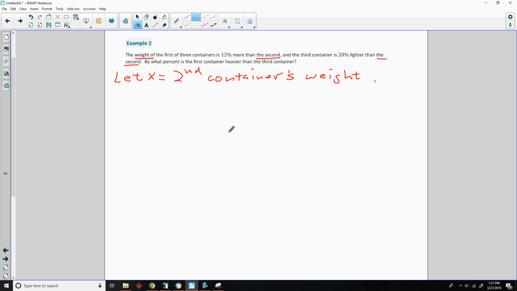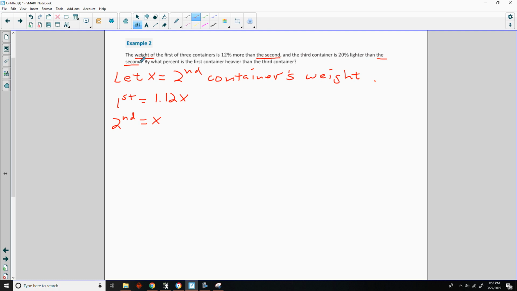All right, so let me think about this. So here it says the weight of the first of 3 containers is 12% more than the second. So the second container is x. All right, the first container is going to be 12% more than the second container, which is 1.12 times the second container.